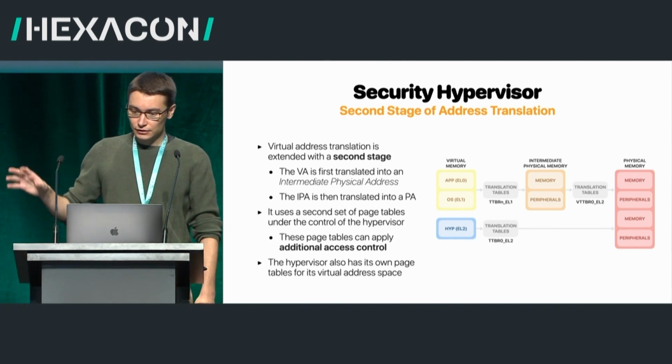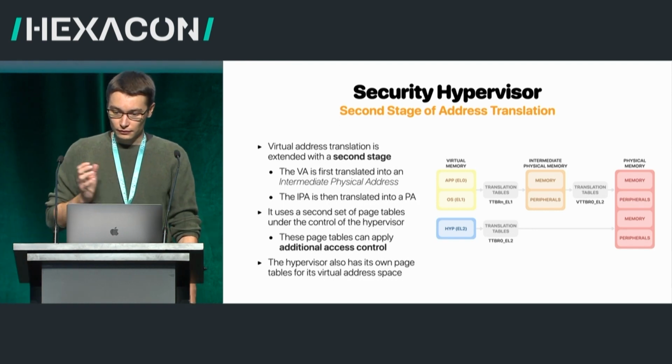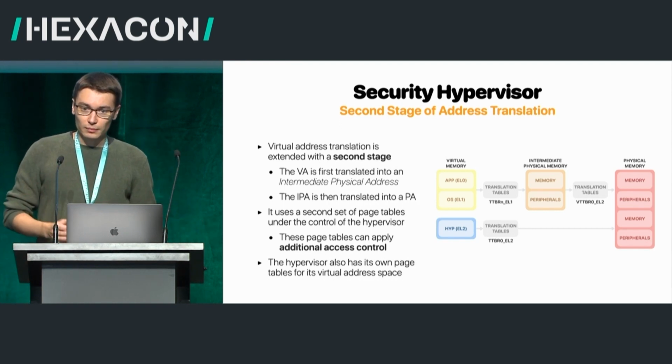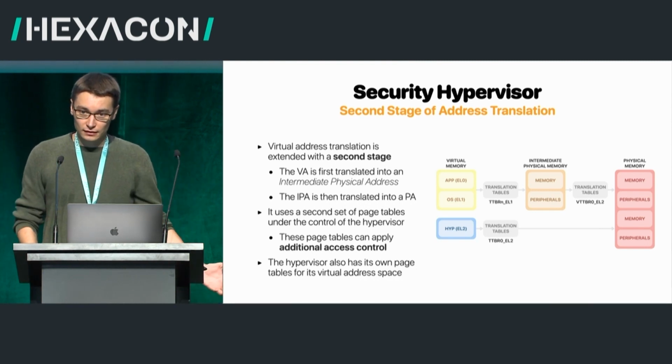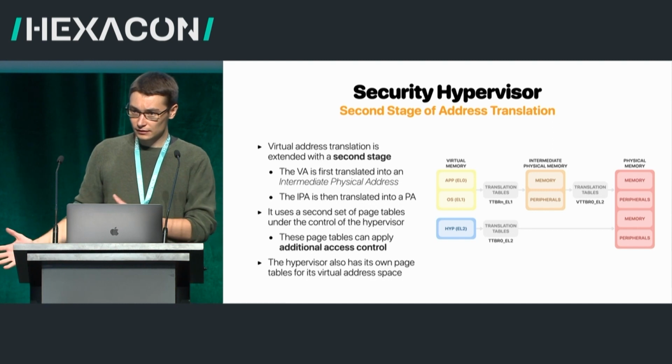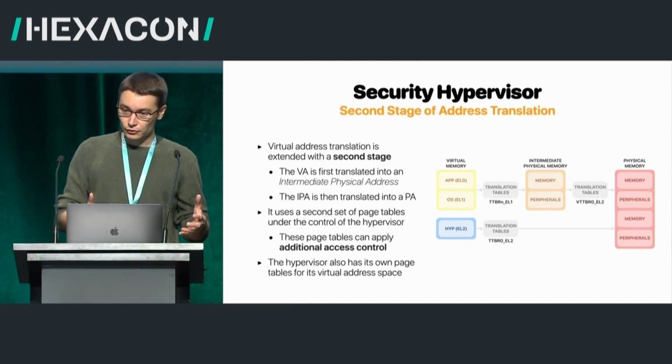So this second stage needs a second set of page tables, which are under the control of the hypervisor and also allow applying additional memory permissions. And lastly, the hypervisor has its own distinct set of page tables, which control its own virtual memory address space.